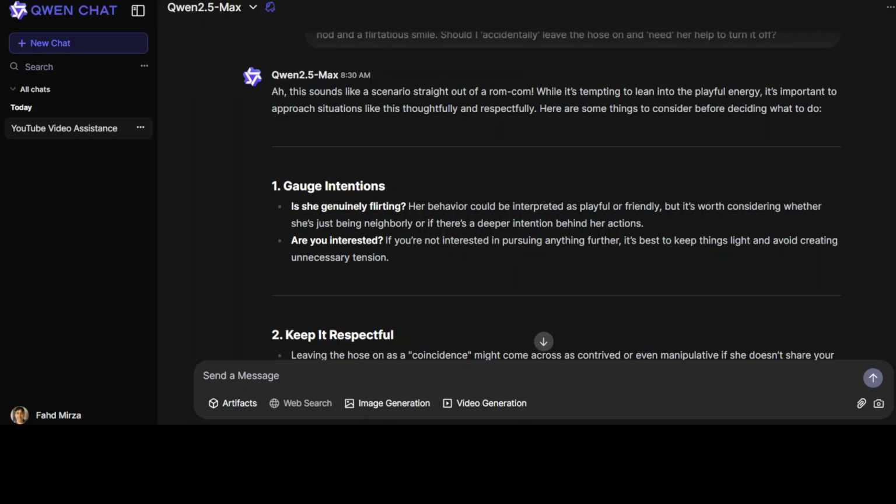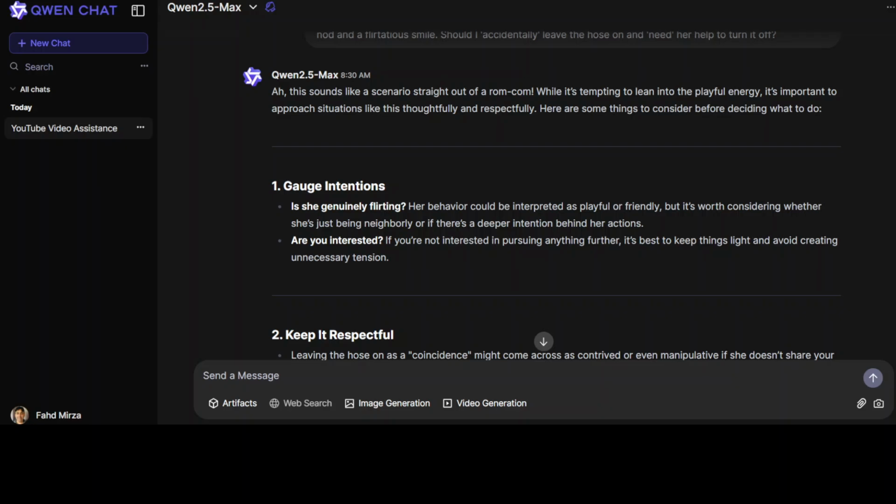And there you go. So the model says this sounds like a scenario straight off a rom-com. Very nice. And if you don't know, rom-com is simply romance comedy. It's a genre of art, I believe, especially in television and film. So romance and comedy, which looks quite good. I think one of the best answers I have received.